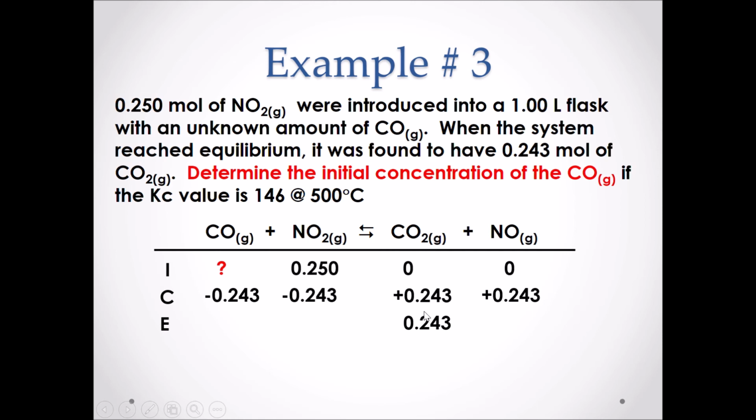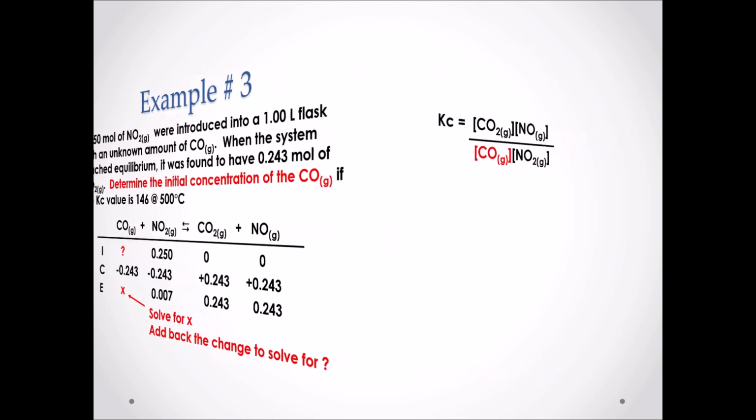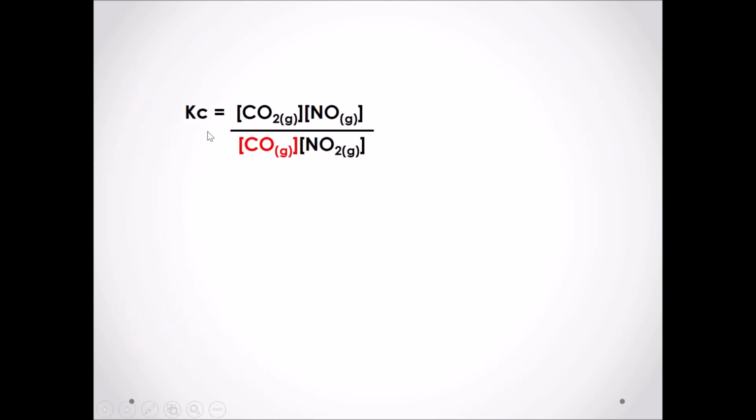We can then solve for the equilibrium concentration of all chemical species, except for CO gas, which will be our unknown X. We need to solve for X, and once we solve for X, we can add back the change to get our initial concentration. We then have to write our Kc expression, which is equal to the products divided by the reactants. Remember, we are trying to find the equilibrium concentration of CO gas.